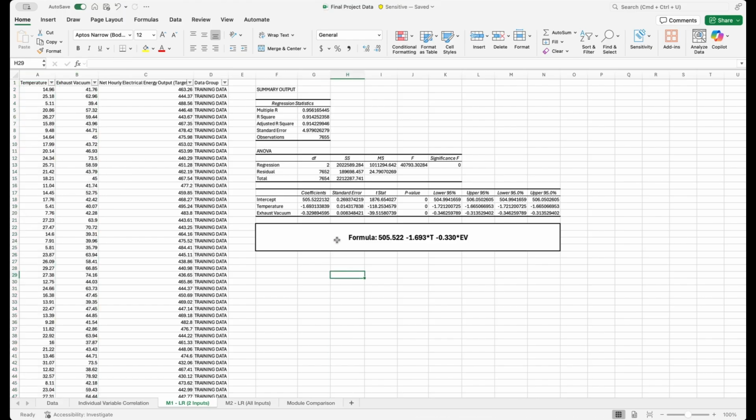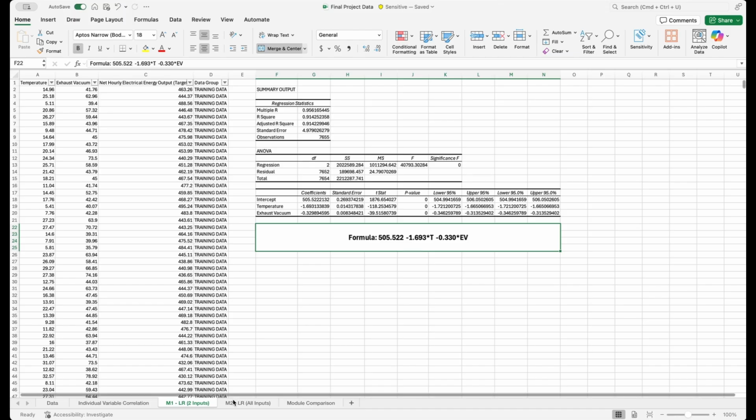On my first linear regression with those first two inputs with the high correlation, this was the output I got in Excel after running linear regression analysis. An R squared value of 0.91, and then these were my coefficients, and I converted that into the formula I would get for the two input model for linear regression.